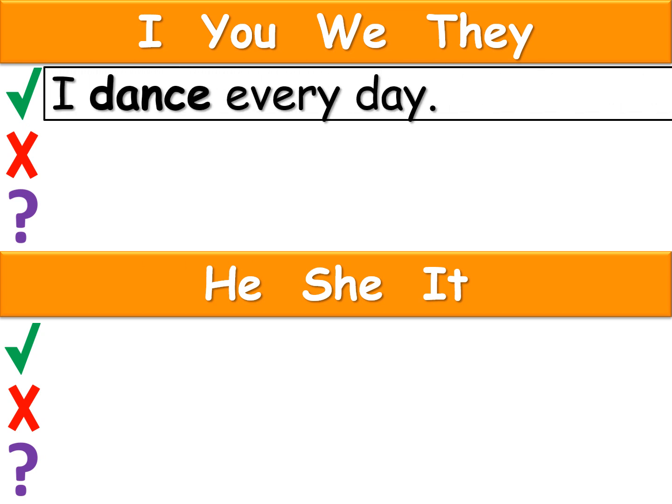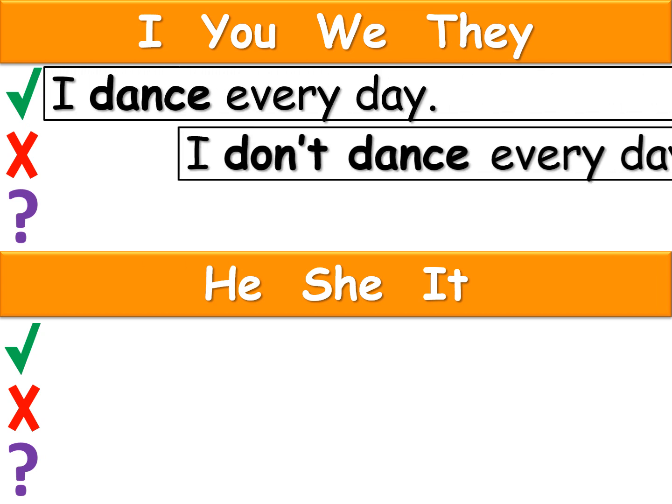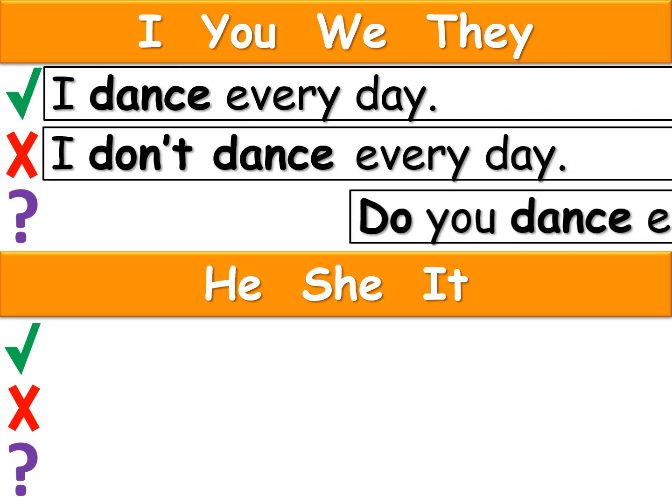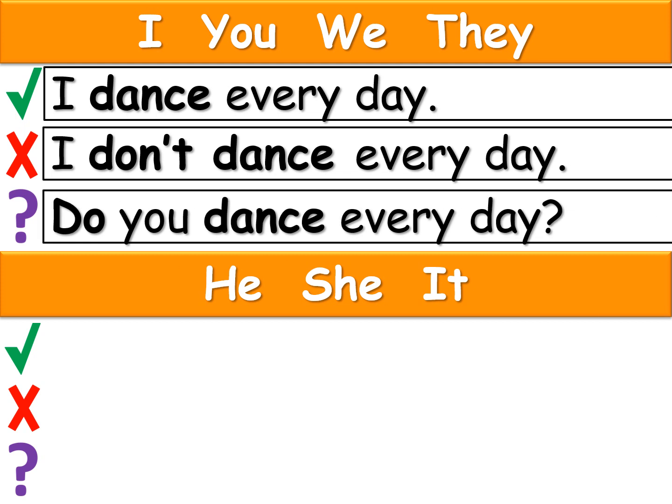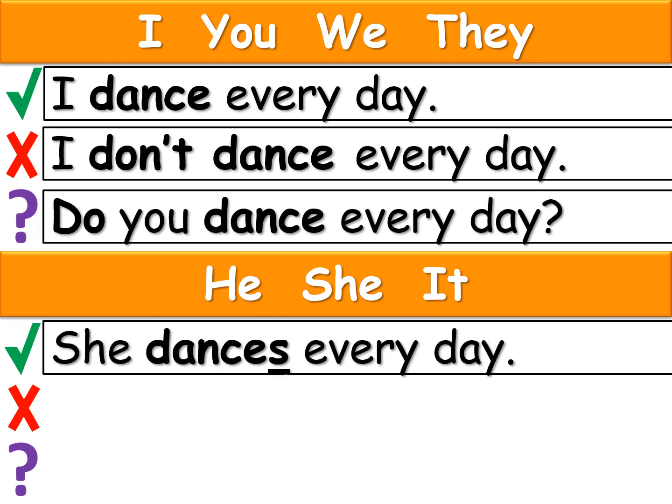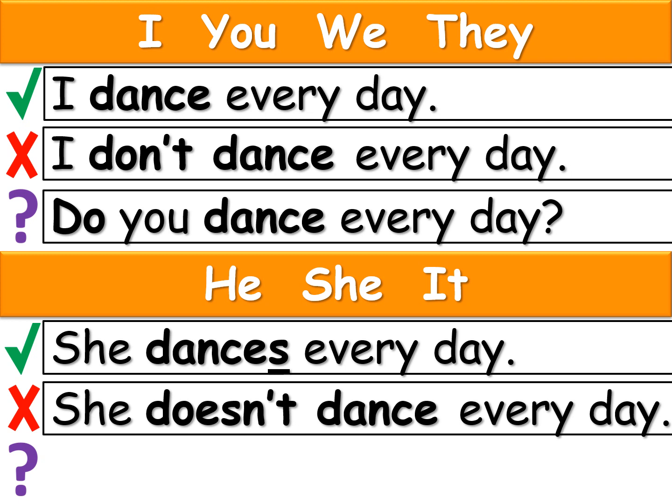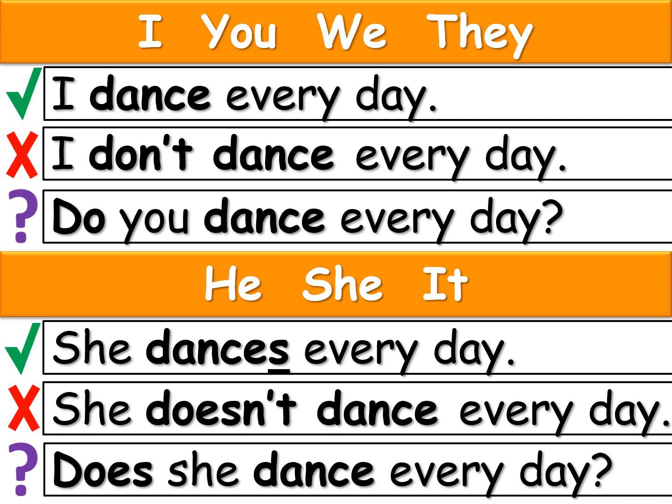And here are other examples. I dance every day. I don't dance every day. Do you dance every day? She dances every day. She doesn't dance every day. Does she dance every day?